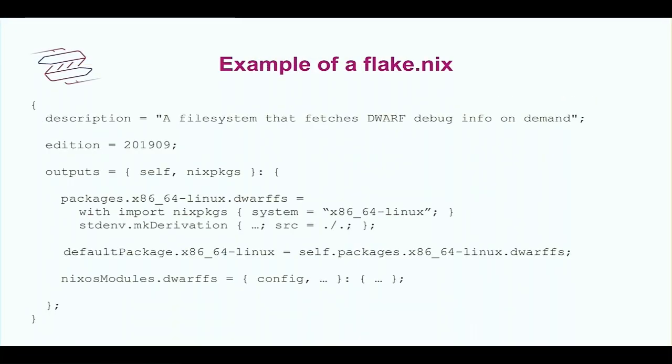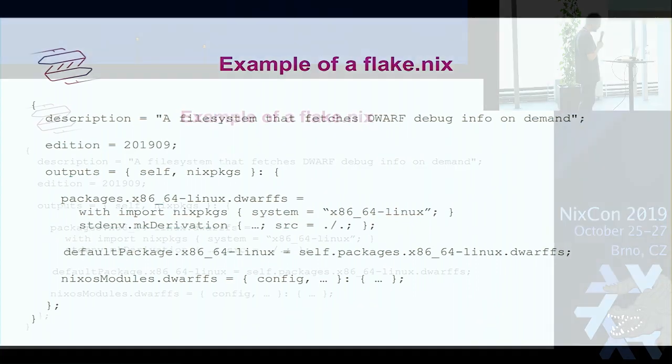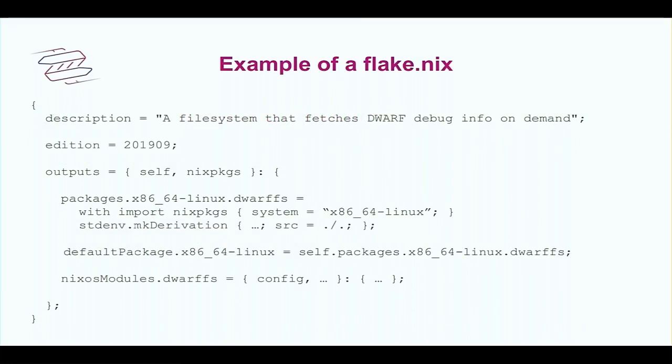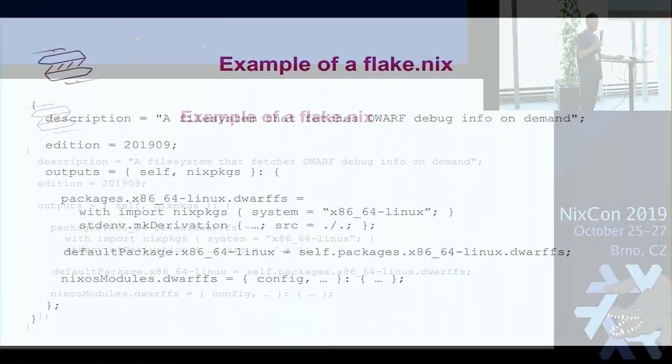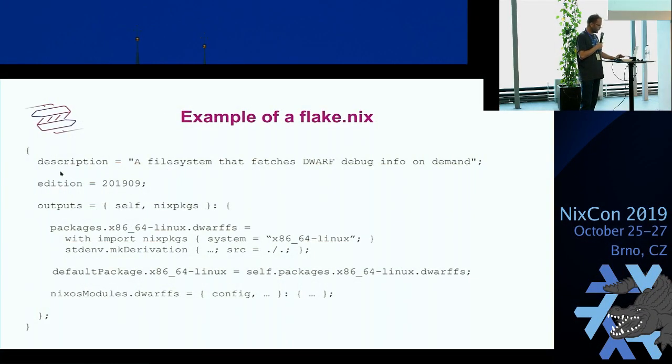So here's an example. So this is from a flake called DwarfFS, which is a little FUSE file system for fetching DWARF debug info on demand. So it has a description. It has an edition field that's mandatory. So the edition currently needs to be 2019.09. And that's actually a nice feature because this will allow us to evolve not just flakes themselves, but the Nix syntax and semantics in the future.